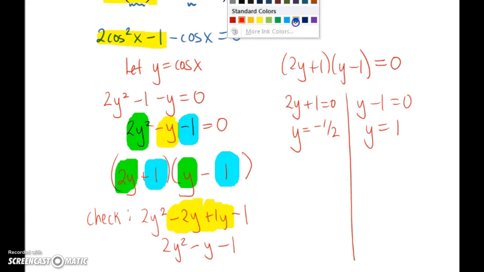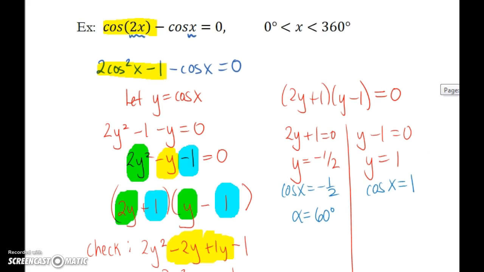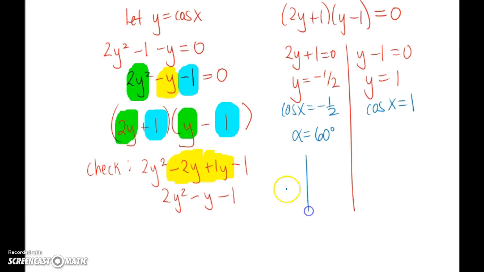Now let's put the trig back in our equation since we've solved for y. We're going to replace y with cosine x. So we have cosine x equals negative 1/2 and cosine x equals 1. Solving on the left side, cosine is 1/2 for a reference angle of 60 degrees. Let's just verify we're in degrees here. Yep. And cosine is negative in quadrants 2 and 3. So our 60s in quadrant 2 and 3 are 120 degrees and 240 degrees.